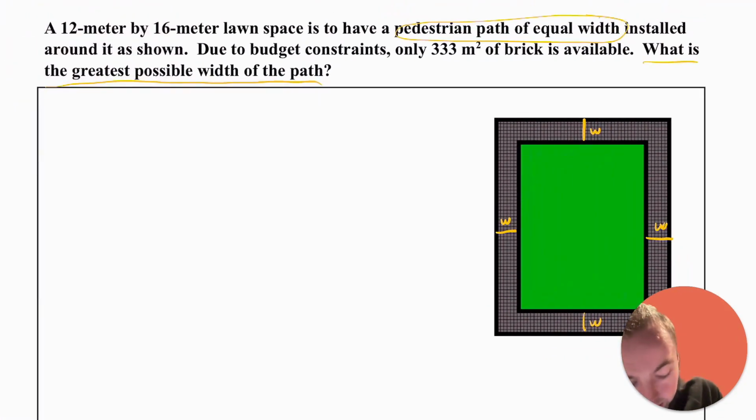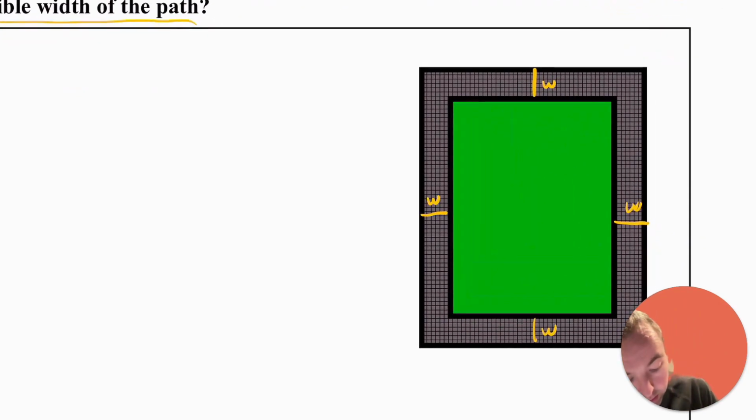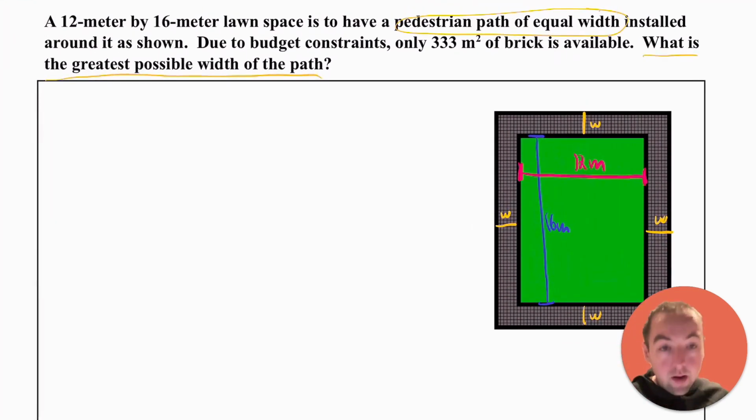Now, the green color that you see in the picture is the lawn space, and we have the dimensions because it's a 12 meter by 16 meter lawn space. So from there to there, that's going to be 16 meters across, and from here to there, that's going to be 12 meters across. We also know the amount of brick that we're able to use, which is the area, 333 square meters.